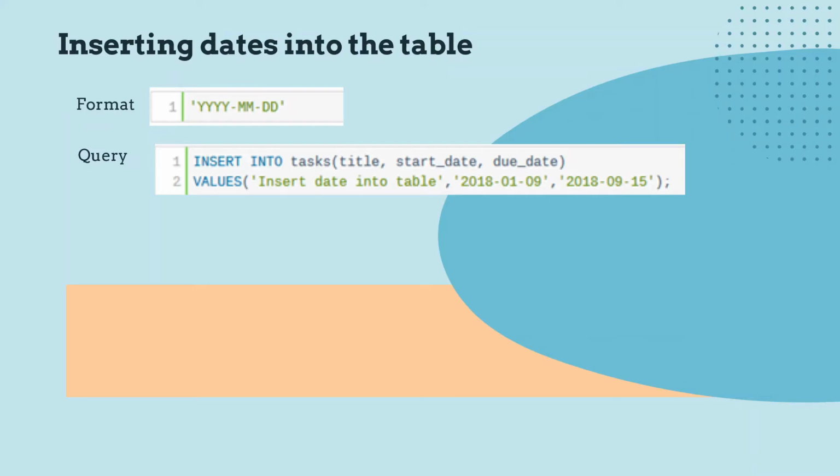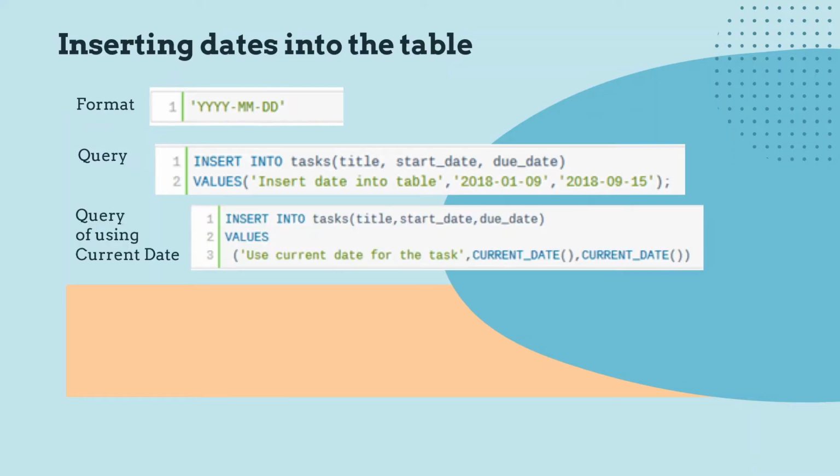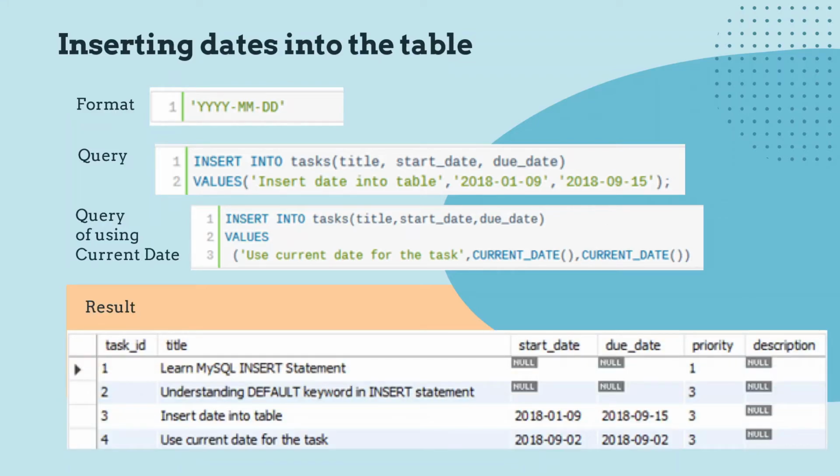It is also possible to use an expression in the values clause. For example, in this statement, we add a new task using the current date function for the start date and due date columns. In this example, the current date function sets the values for start date and due date. Note that the current date function is a date function that returns the current system date. And this is the result of the task table after insert.